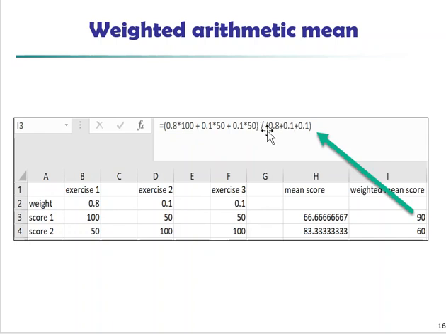And then we divide it by the sum of the weight. So the sum of the weight is 0.8 plus 0.1 plus 0.1. That gave us the weighted mean score of 90 for student 1 and a weighted mean score of 60 for student 2. Those two values represent the true performance of the student on those 3 weighted exercises.